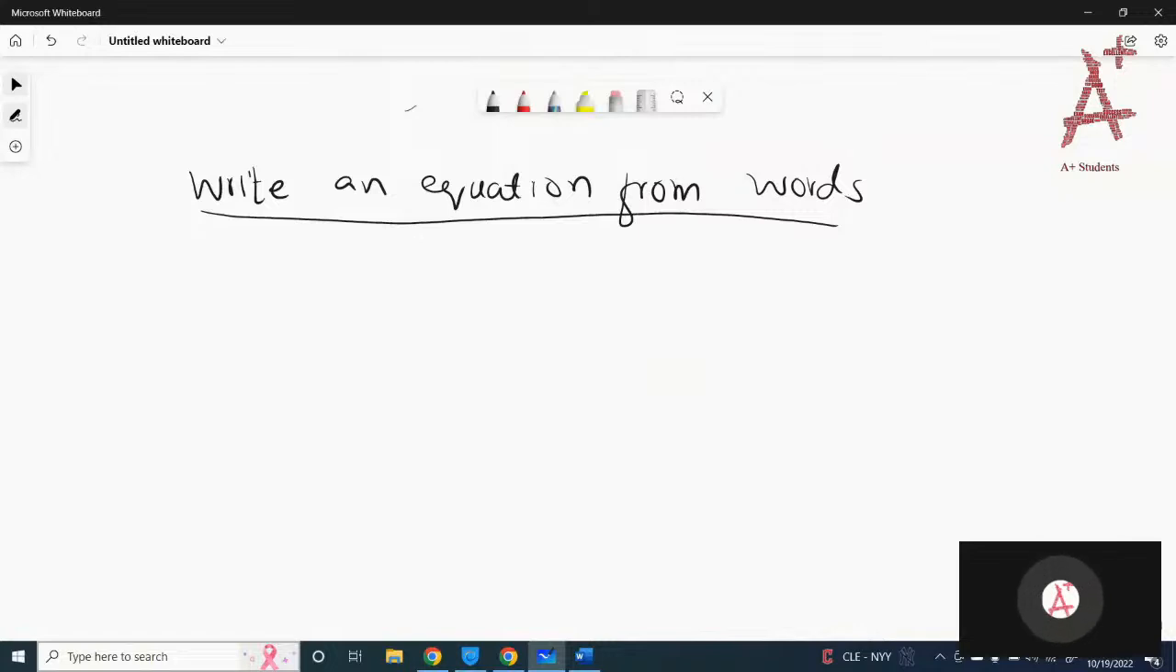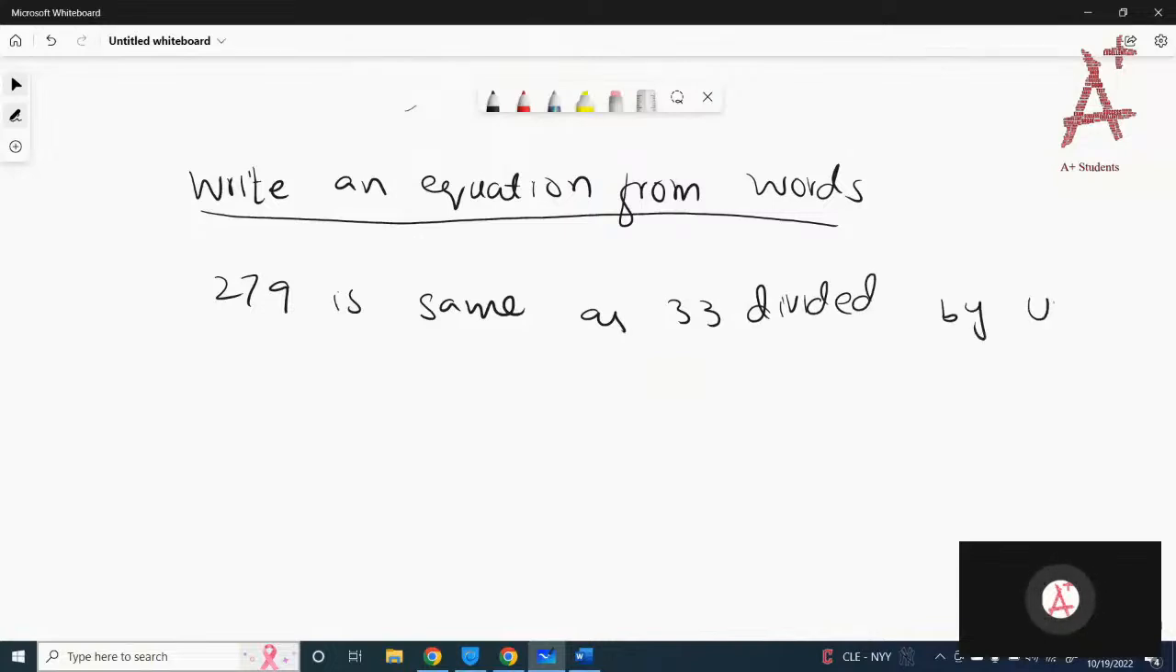Okay, the first one is write the sentence as an equation. You are given a sentence, you have to write the equation. So it is 279 is same as 33 divided by u. So 279 is same as, that means 279 is equal to 33 divided by u. Got it? That would be the equation you have to write.